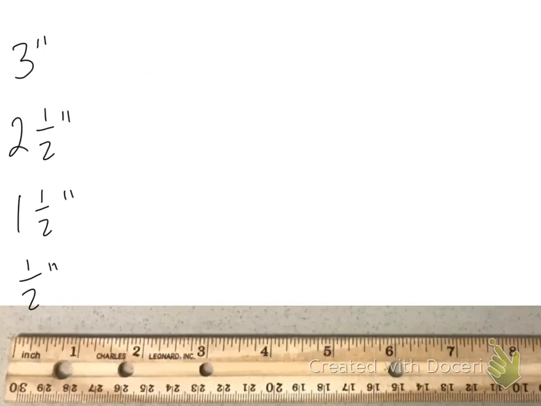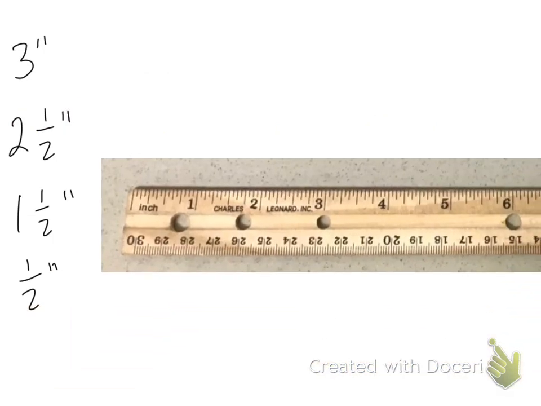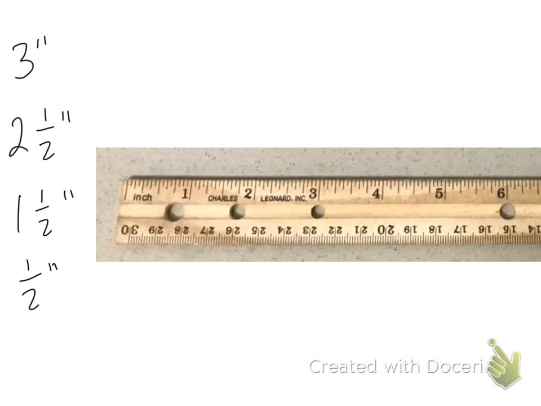Okay, so let's look at our rulers. So looking at my ruler, can you see the 1-inch mark? Yep, so the 1-inch mark is here next to the 1. It's the longer line. 2 inches is here. Okay, this one would be 5 inches, 6 inches, and it would keep going on.